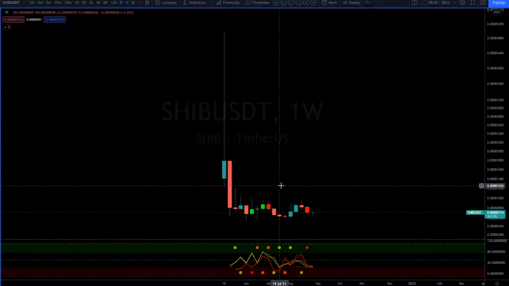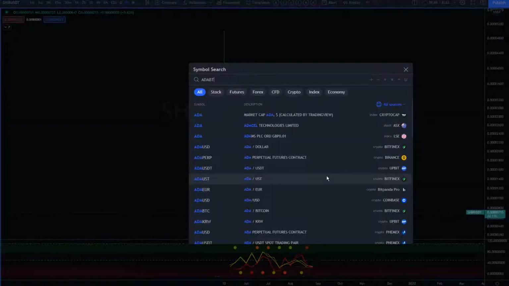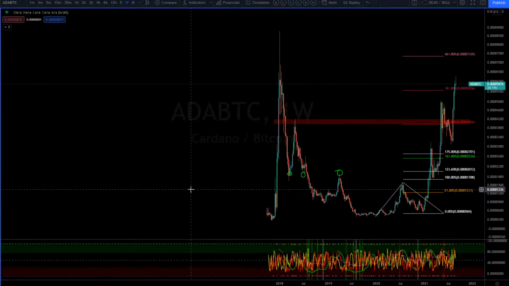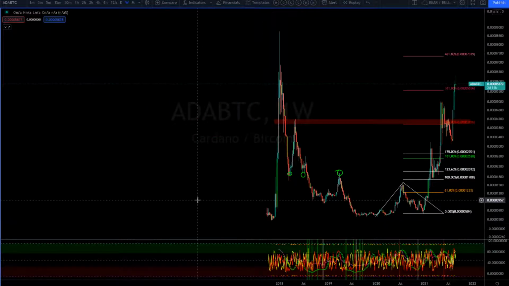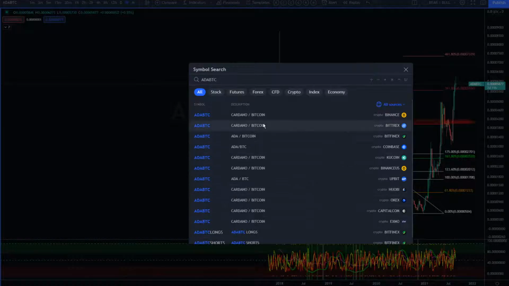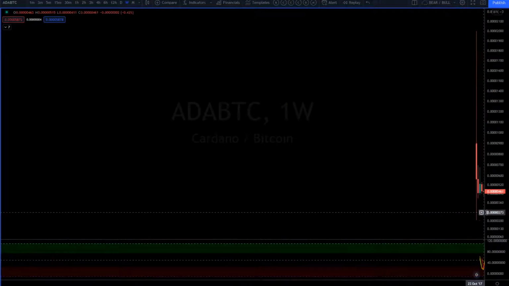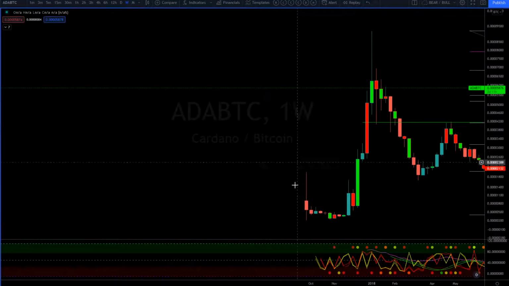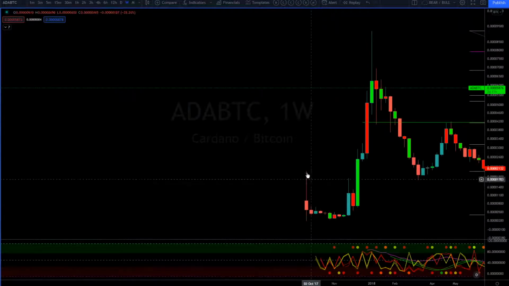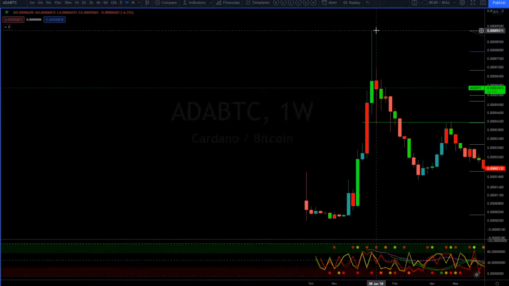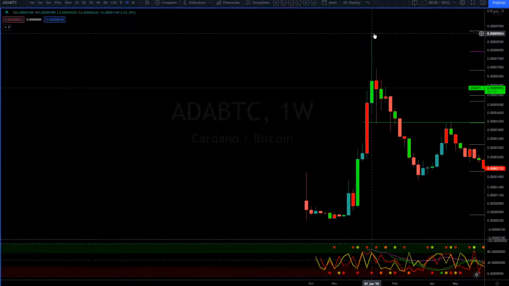This reminds me a lot of... let me see if I can find it here. Let me go all the way back. I need to get it on Bittrex. So way back here, we had the drop when it was listed on Bittrex, and then it moved sideways for a few weeks, and then we had an explosive move to the upside. So I would say SHIB looks okay.